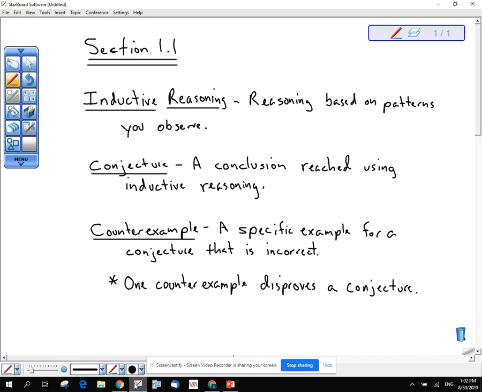Geometry, section 1-1. Got 3 definitions for you here and 3 examples. I would highly recommend that you take notes. And in my opinion, when you write things, you tend to learn them better.